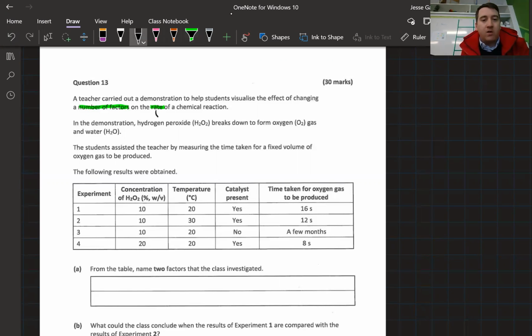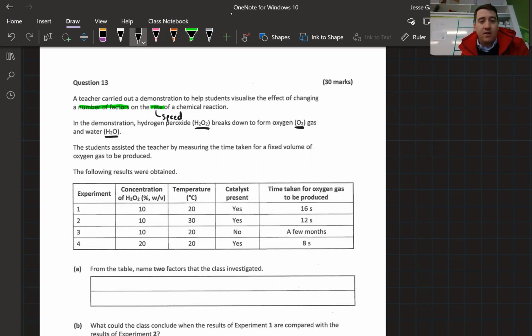A quick reminder, what does rate mean? Rate means the speed. So the speed that the reaction happens at. There are a number of factors that we're checking to see how they affect the speed. In the demonstration, hydrogen peroxide, H2O2, breaks down to form oxygen gas and water. Now, we did this experiment in class.